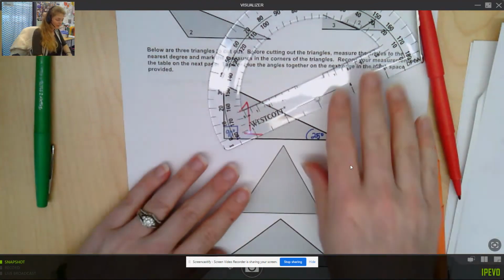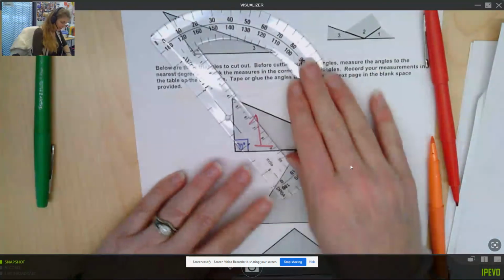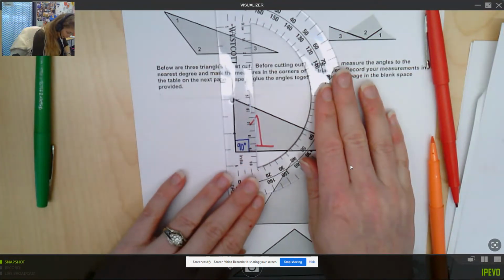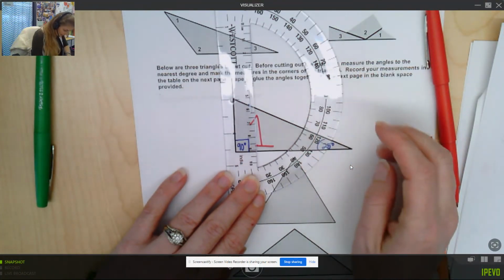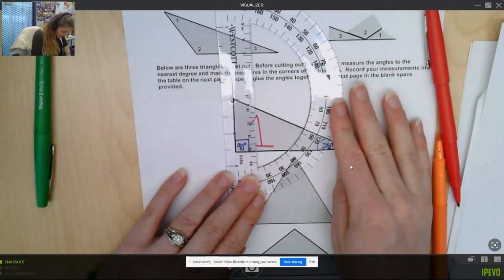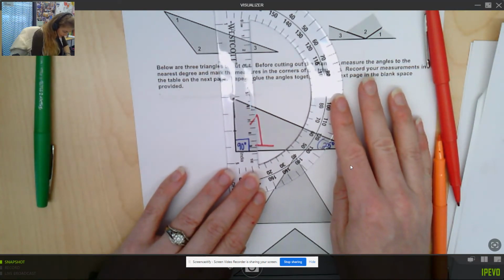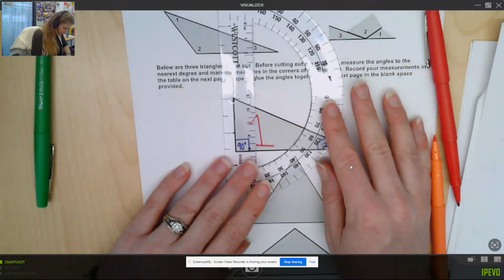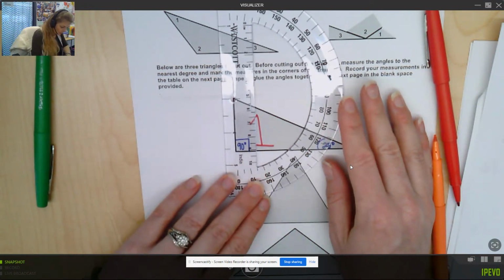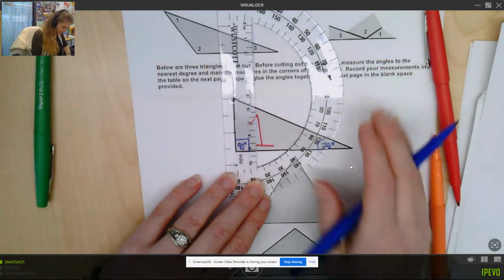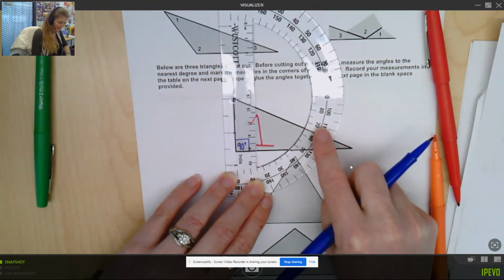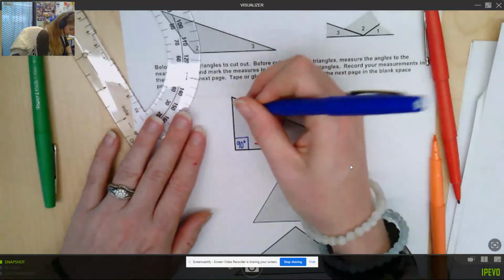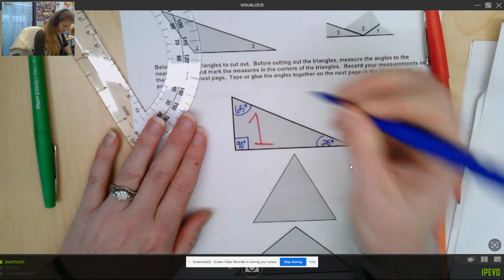And the last one, maybe you already know what it is, but I'm going to measure it just for that extra fun practice of measuring. I've got to line up my zeros here, and it's a little bit harder to line up the zeros when the line doesn't extend all the way. But when I do that, I notice I'm in between the 60 and the 70. Notice I'm using the inside numbers because I want to always start at 0. So this is 65 degrees.